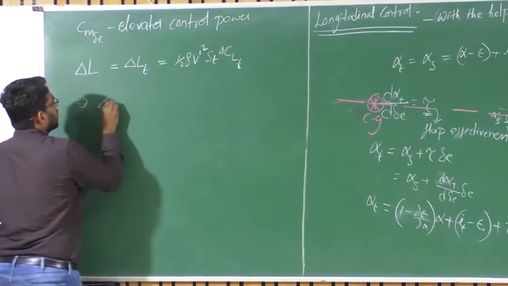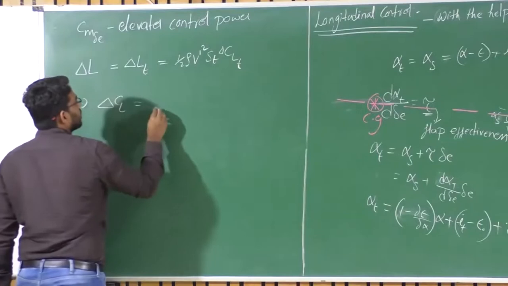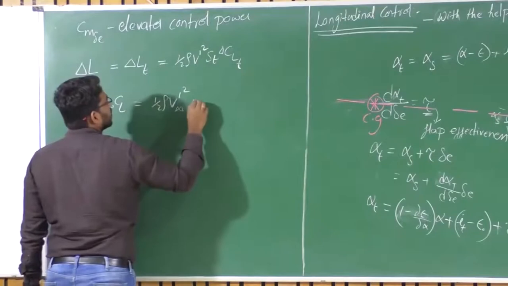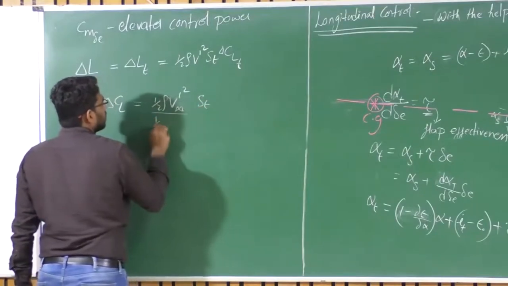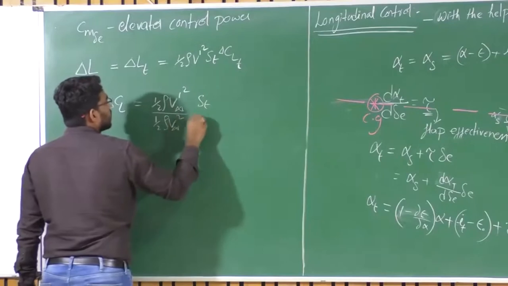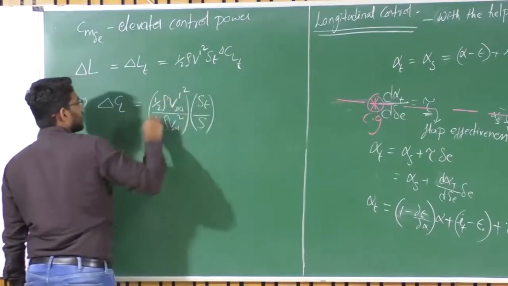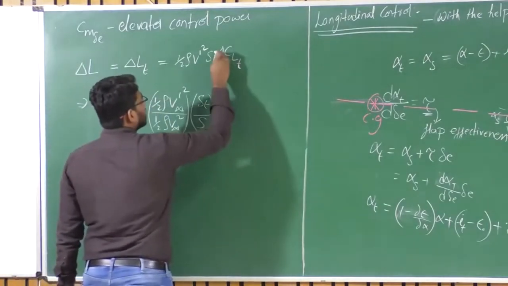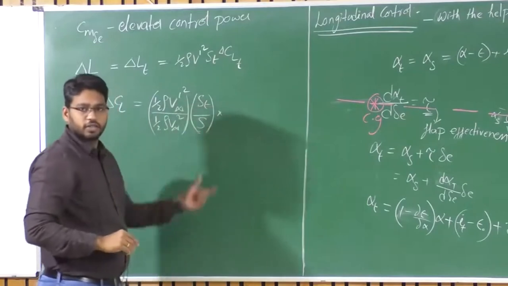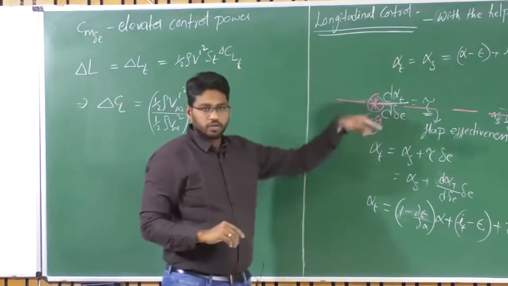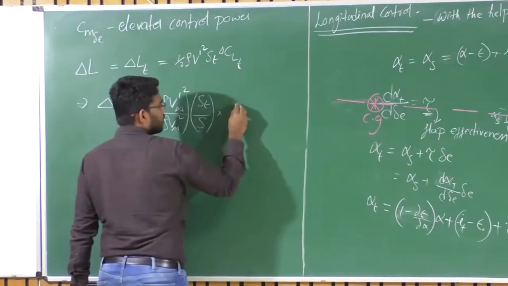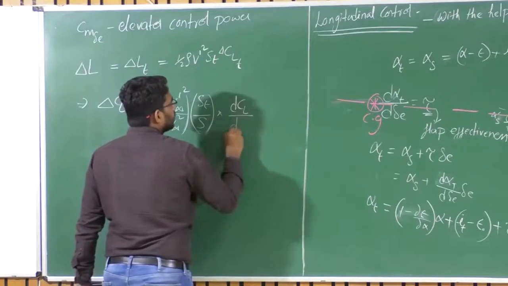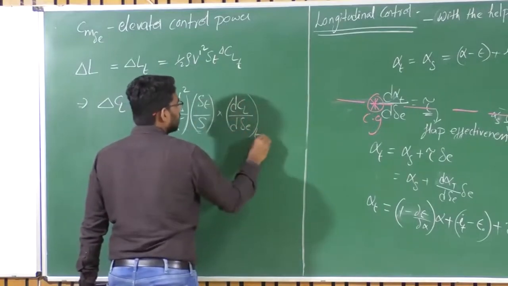So this equals delta CL of the total aircraft, which is half rho V infinity prime square S T, divided by half rho V infinity square S, where S is the wing reference area, because the aircraft reference area is the wing reference area, and then what you have is the change in lift coefficient at the tail. This change in lift coefficient at the tail is due to elevator deflection, right, am I correct or not? So that is nothing but dCL upon d delta E at the tail.